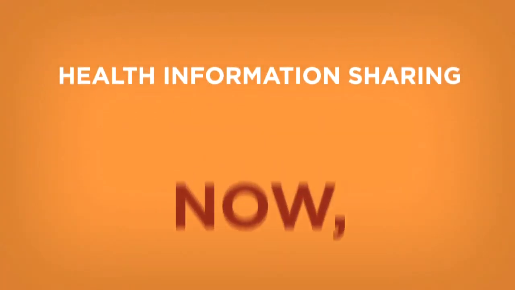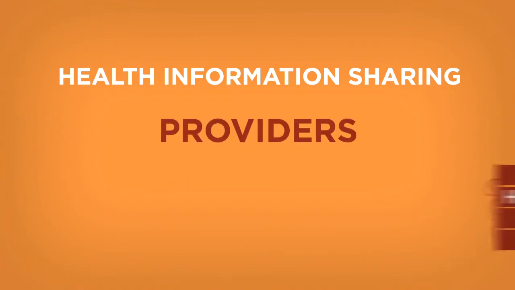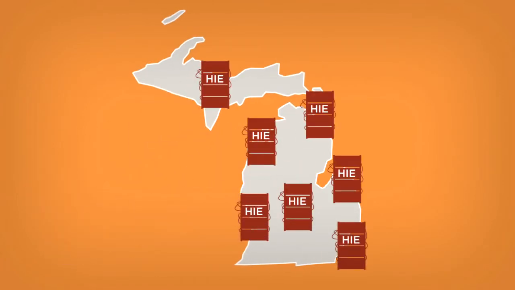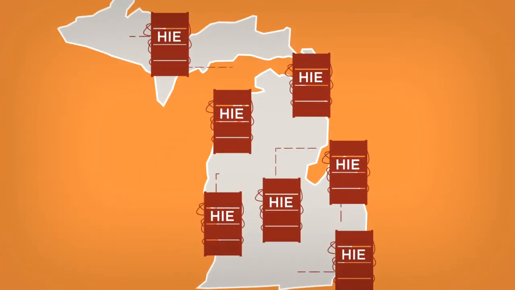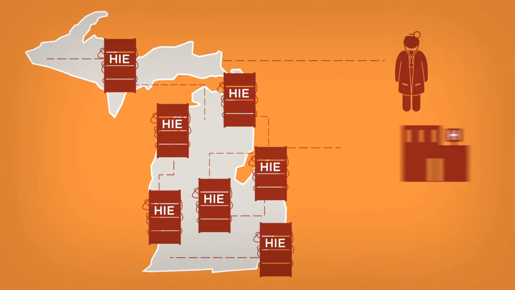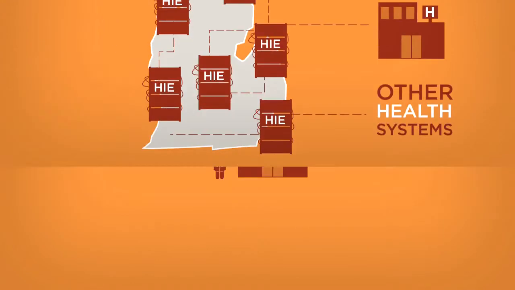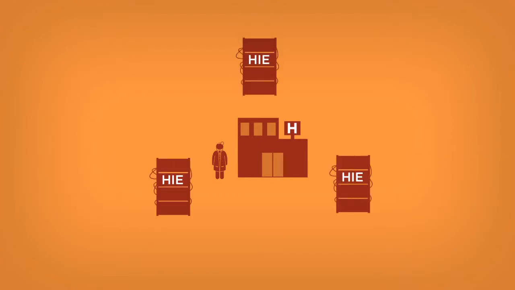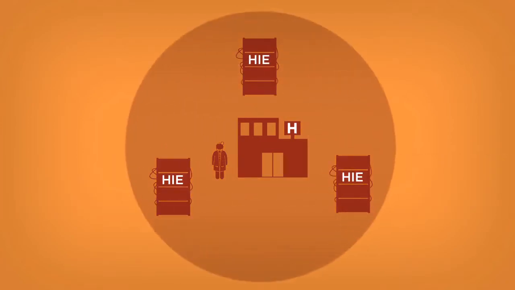Now, let's look at health information sharing between providers and substate HIEs. Michigan has multiple health information exchanges that cover the state geographically and offer various services to their constituencies, which are made up of individual providers, hospitals, and other health systems. A provider organization can join one or more substate HIEs depending on its needs and sphere of influence.